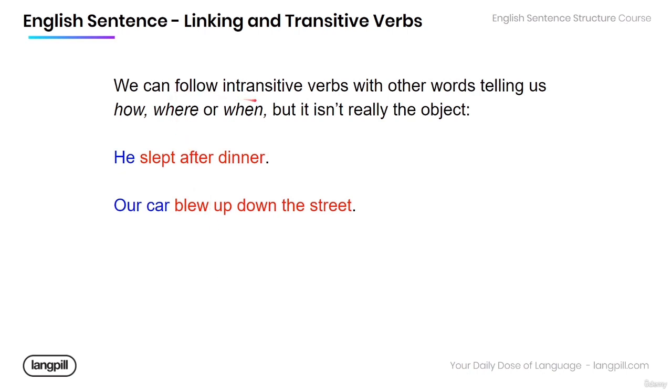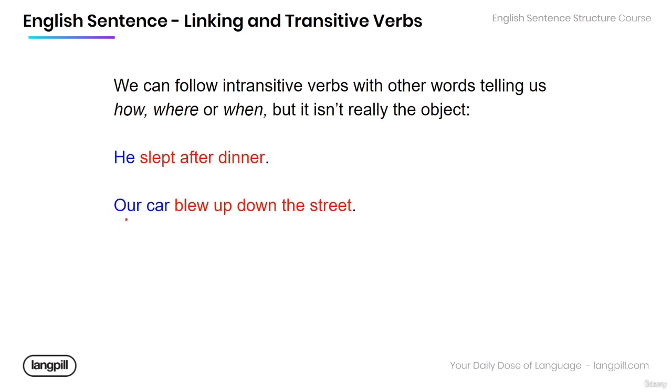And again, we can follow these intransitive verbs with other words, and they're not the object. They just tell us things like how, where, or when, okay? But they're not really the object. So, he slept after dinner. We could end the sentence with just, he slept, and that would be an intransitive sentence. But after dinner is not our object, right? Dinner is not receiving the sleeping. After dinner is just telling us when. Okay, when did he sleep? He slept after dinner.